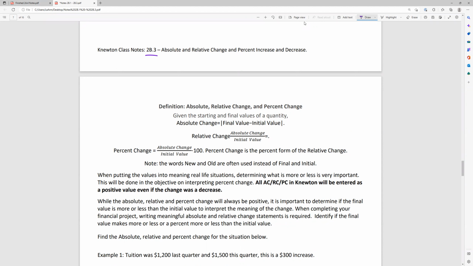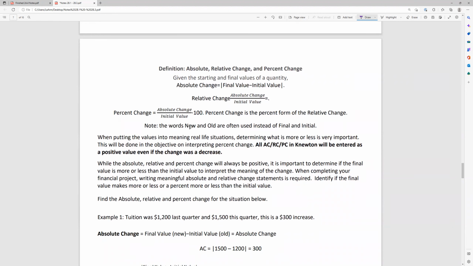Relative change is always your absolute change divided by your initial value, which is going to give us a decimal answer. And then to make it a percent change, we times that relative change by 100. So it's just the percent form of the relative change. We'll use the words new and old often instead of final and initial. So just be aware that a lot of times I'll reference new and old.